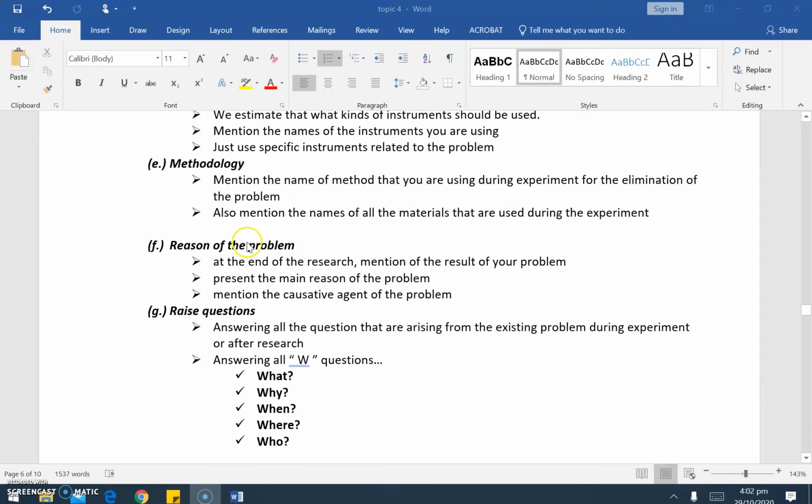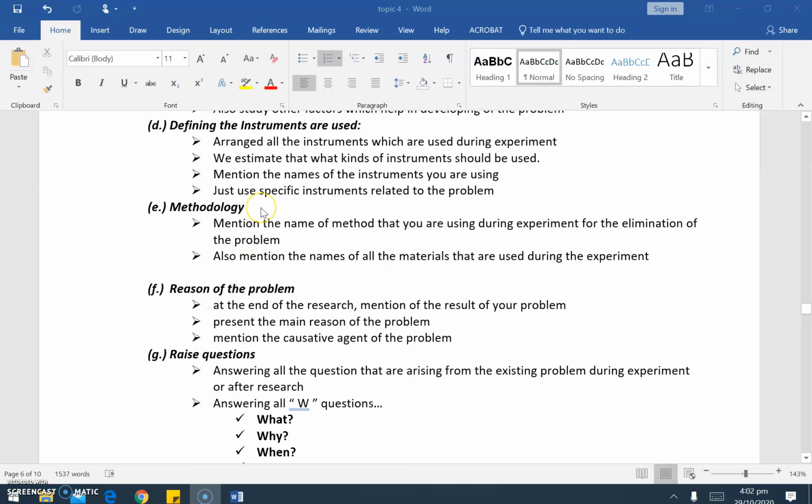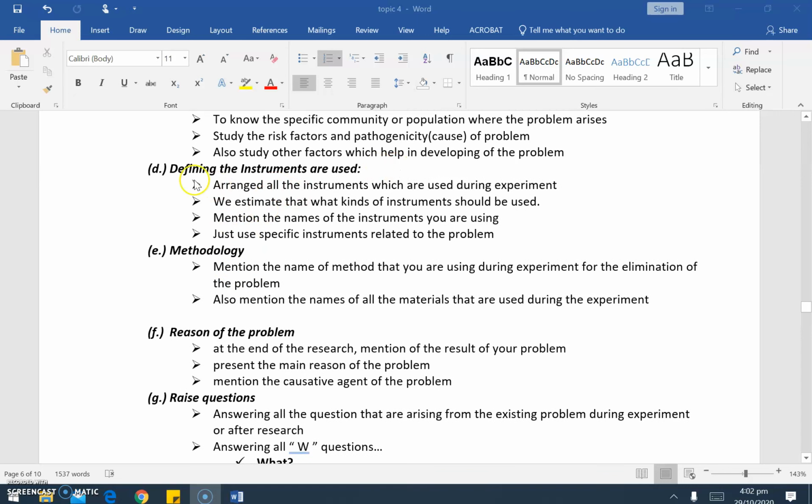So let us proceed into the next step in defining a research problem. We are now defining the instruments that were used. You're going to arrange all the instruments which are used during the experiment, meaning everything that has been included in your experiment or in conducting your study to prove that your proposal works. So you need to include all of that.